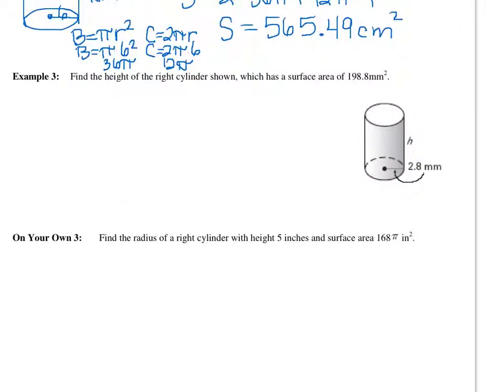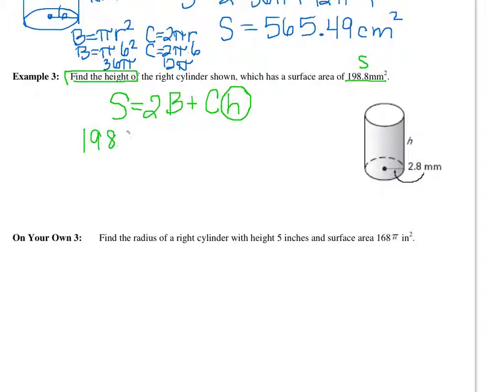All right, for this one it says find the height of the right cylinder shown, which has a surface area of 198.8 millimeters squared. So this one's a little different because the question is saying find the height, and they give us our surface area here. So for this shape, we know our surface area equals 2 times the base plus the circumference times the height. And this is what we're going to be solving for. So I can put 198.8 in for my surface area.